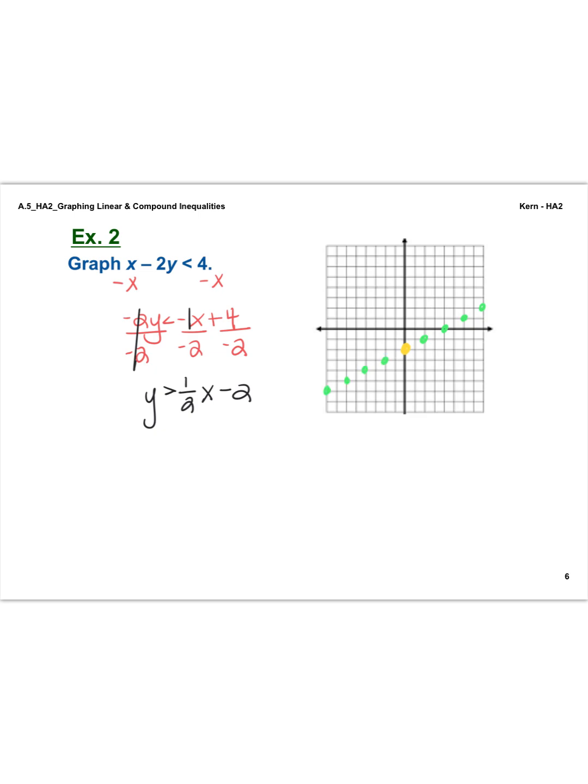Then I ask myself dotted or solid. This is greater than, so we're just going dotted, not solid. And then I ask myself about shading. Find the y-intercept, it's greater than, so we go up. So I shade this whole side of the boundary line.